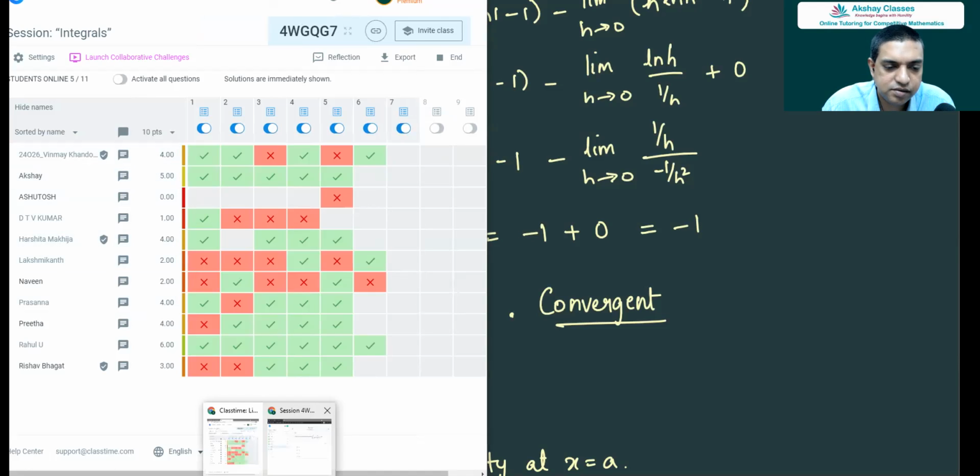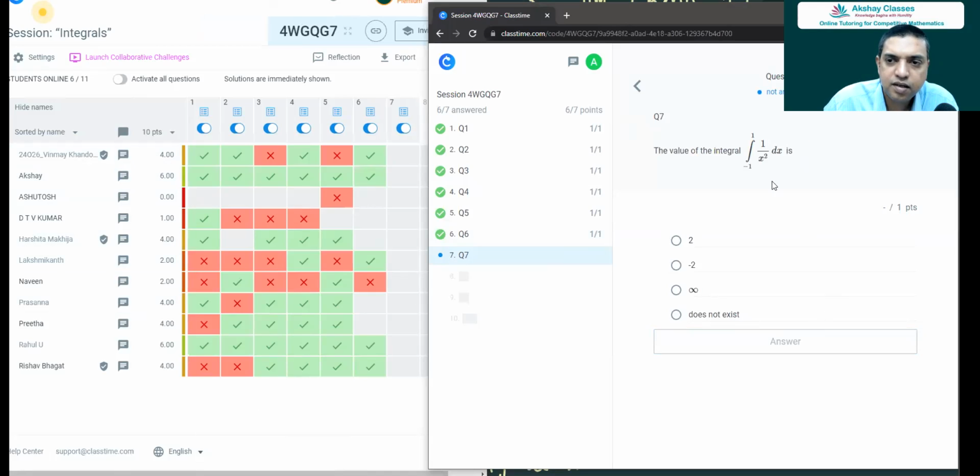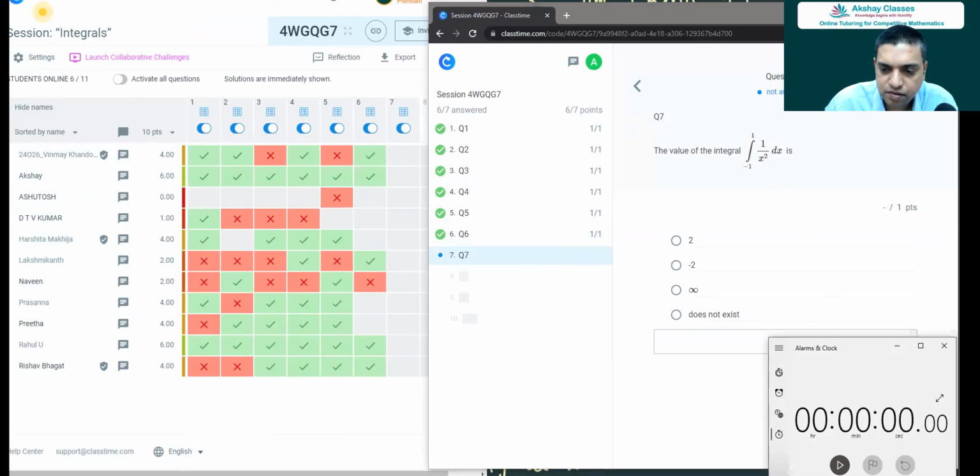Seventh question. If you are able to see the question clearly, please solve this one. I'll give you 2.5 minutes exactly. These are problems on improper integrals.